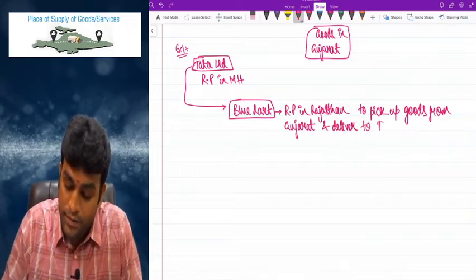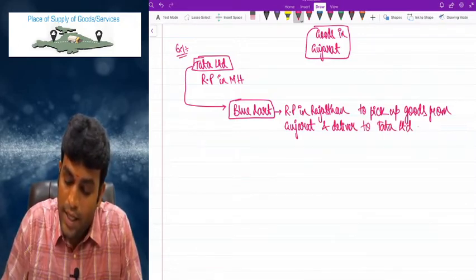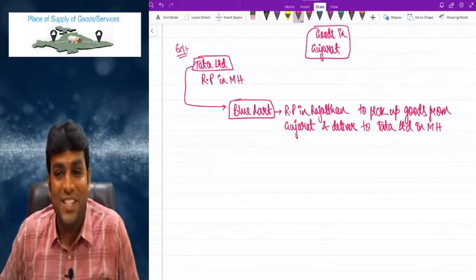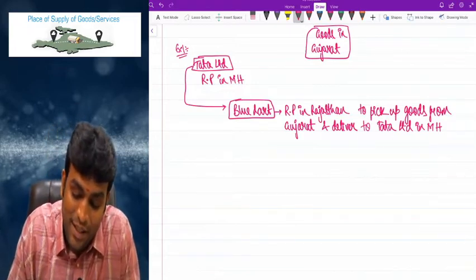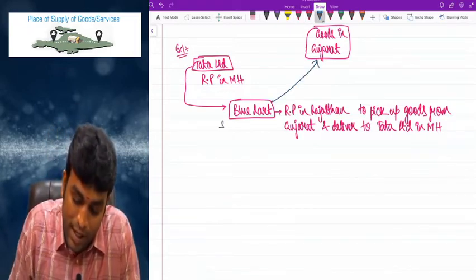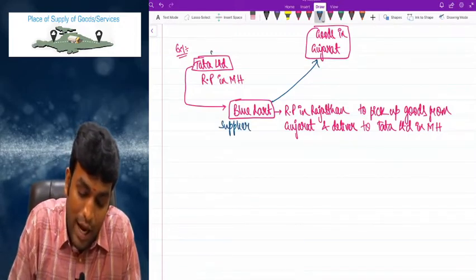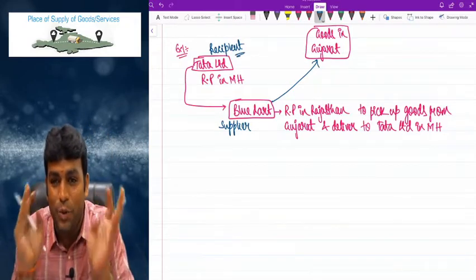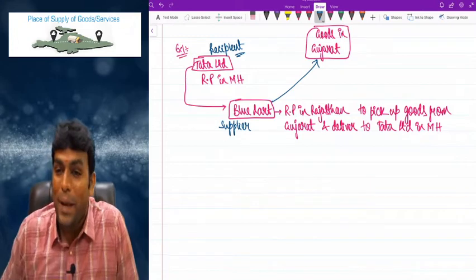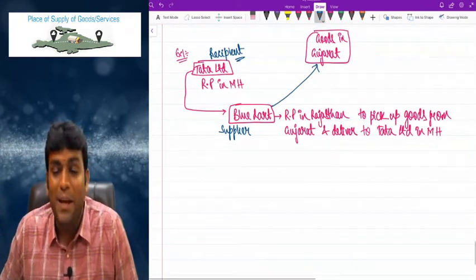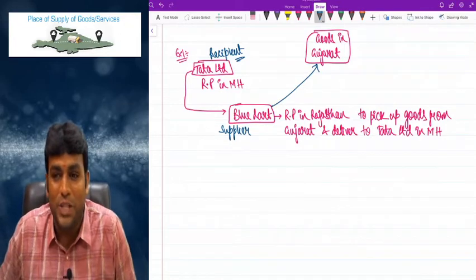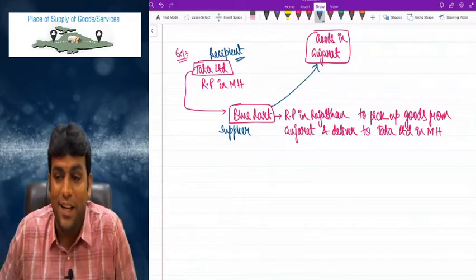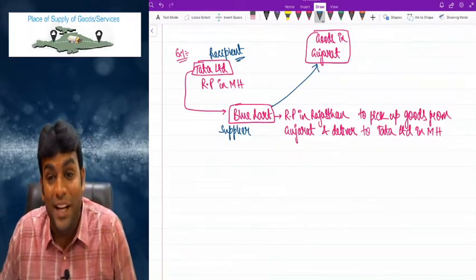and deliver to Tata Limited in Maharashtra. Now who is supplier here, friends? Supplier is nothing but Blue Dart and recipient is nothing but Tata Limited. So Tata Limited contacted Blue Dart and told them to pick up goods from Gujarat and deliver to Tata Limited in Maharashtra. So basically, one Rajasthan person will pick up goods from Gujarat and deliver in Maharashtra.